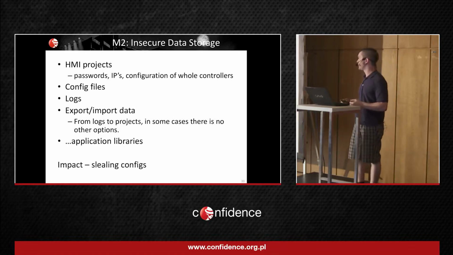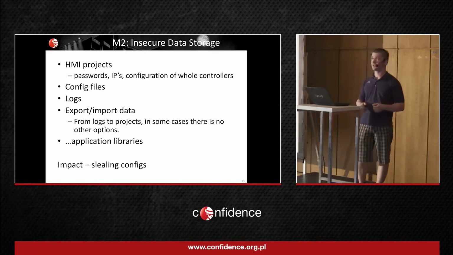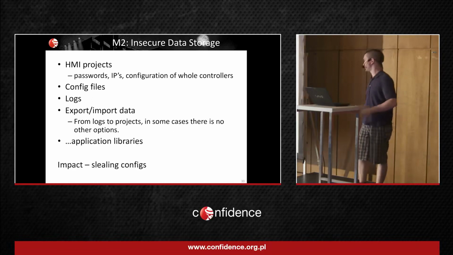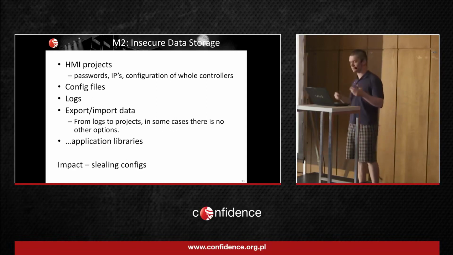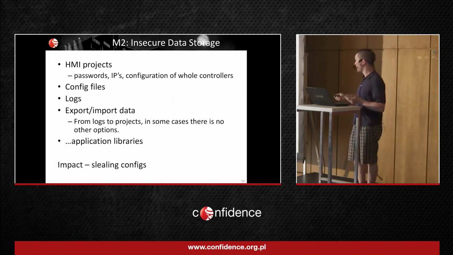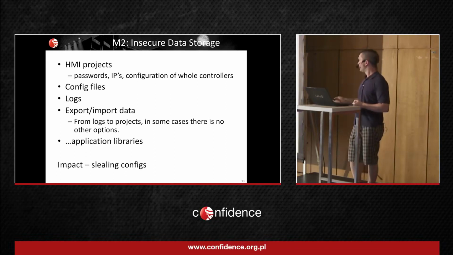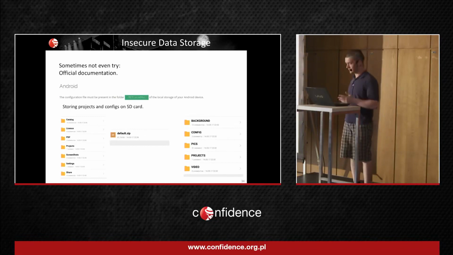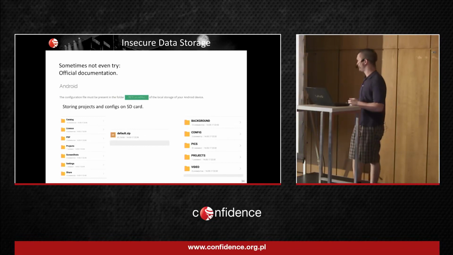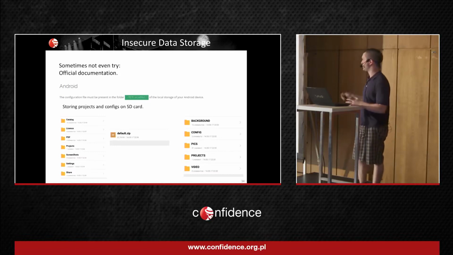While analyzing applications, we found that many apps store their sensitive data on the SD card, like configuration files, some log files for HMI projects, and even, as I said earlier, application libraries, Xamarin-based. Here is an example. At the bottom of the slide, you can see an example of such data. In most cases, this is settings or some project data.